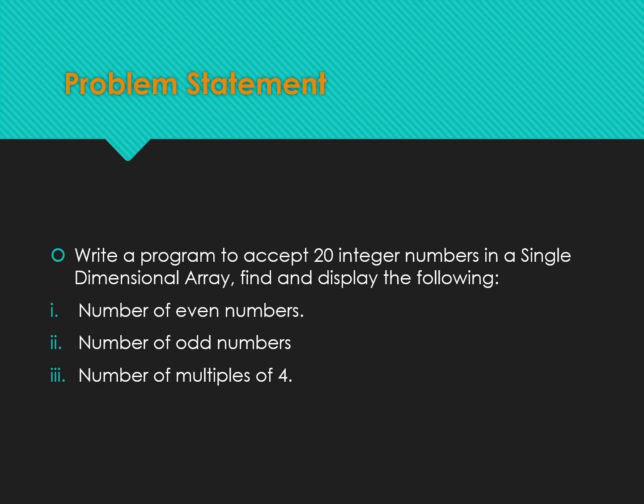First, it should display the number of even numbers, that is, numbers which are divisible by 2 without a remainder. Second, it should display the number of odd numbers, which are the numbers that are not divisible by 2. And third, it should display the number of numbers that are divisible by 4, also known as multiples of 4.